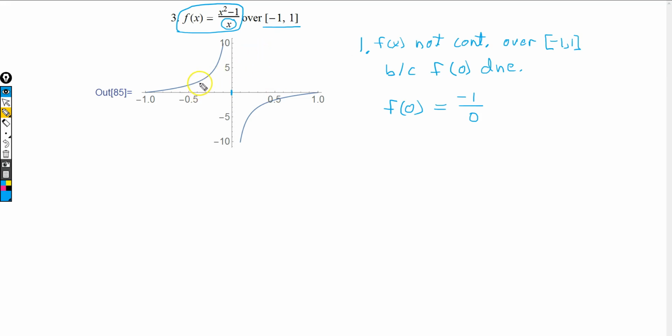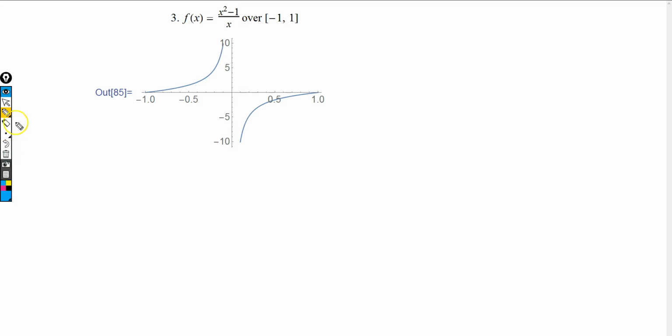Also notice that if we look at any point on the graph between negative 1 and 1, it doesn't look like there's any place where our tangent line would be horizontal anyway. So there is no point where the derivative would equal 0 between negative 1 and 1. Alright, so let's take a look at this example now.